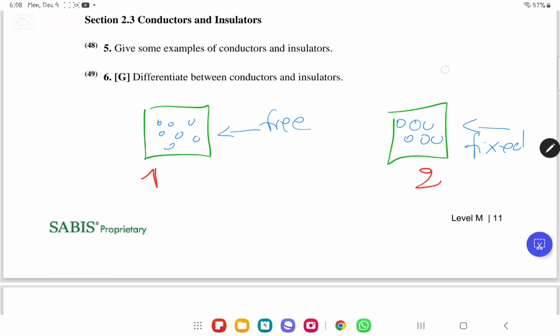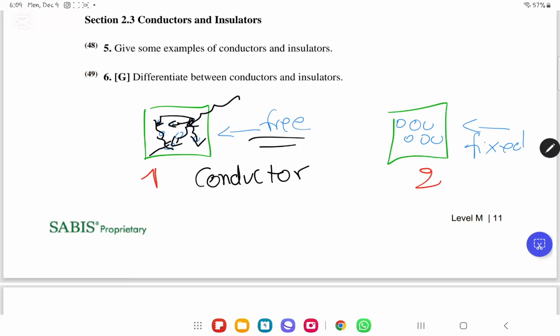The one that has free electrons, we call it a conductor. Why is that? Because if you bring a charge to it, it will come here, and then this will bring it here, and it will move, and it will distribute the charge to all the electrons, which will distribute it evenly all throughout the object. So it becomes charged.